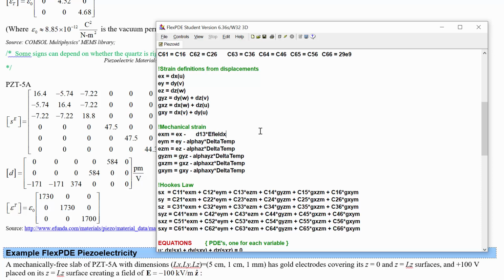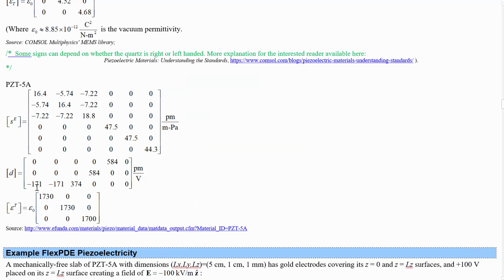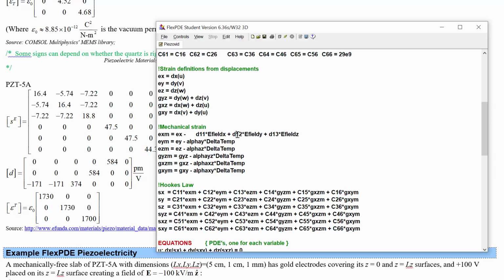D11 times E field X plus D12 E field Y plus D13 E field Z. Except, well, that's sort of what it would be if it wasn't for the fact that we're transposing this first. So this D11 component, yes, will be multiplied by E field X, but it's the D21 component that gets multiplied by the Y field to give us the new X component, and the 3-1 component that gets multiplied by the Z field.